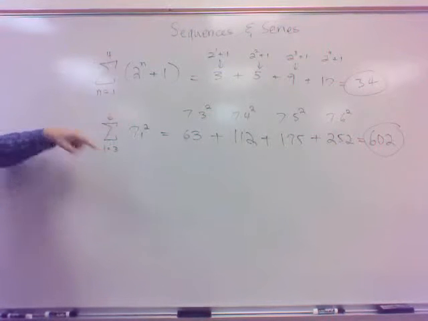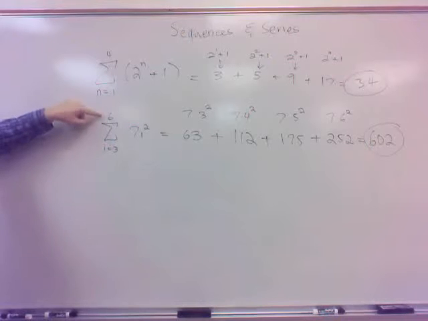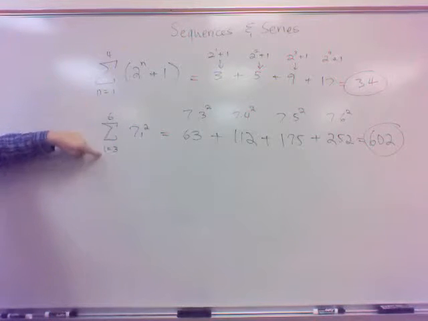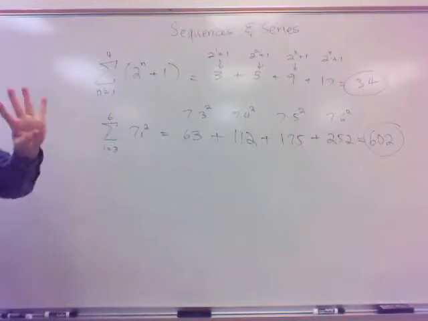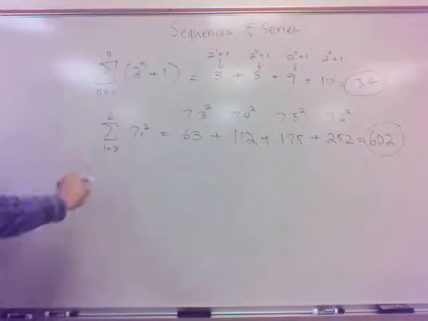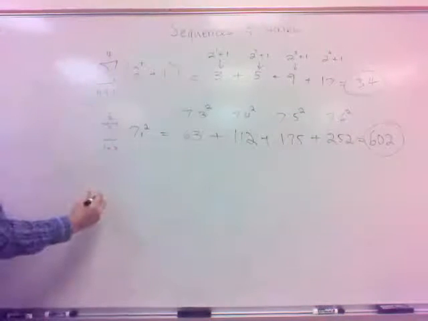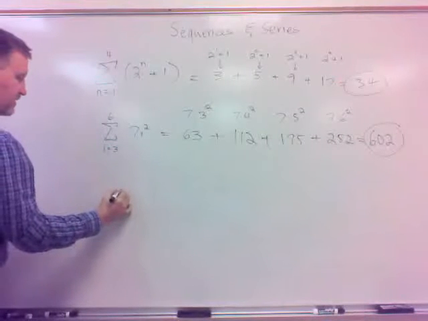The reason this one was only 4 terms was because if we went 1 to 6, we'd have 6, but we started at 3, so we left off the term 1 and 2, right? So that's why we got down to 4. You can make those adjustments as we go, but just be aware. All right, now let's talk about that.